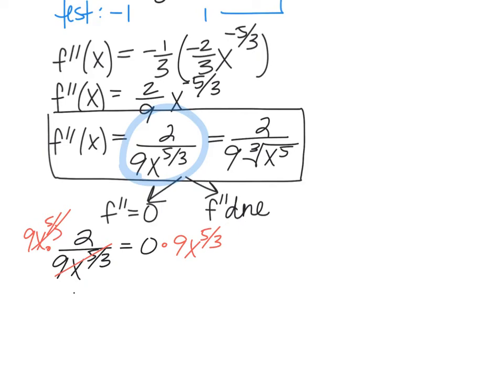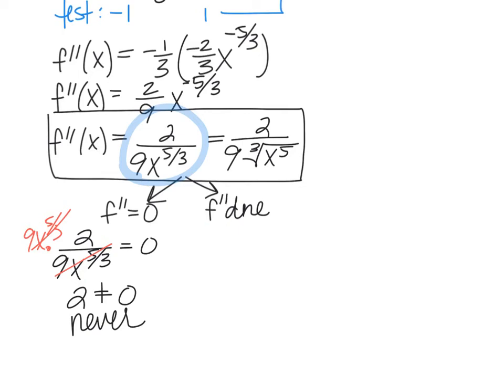I didn't show that earlier, but I want to make sure you're super clear on the algebra, which gives us the statement of 2 equals 0, which is certainly false. So this is another never. The second derivative will never equal 0. So now, will the second derivative ever be undefined?